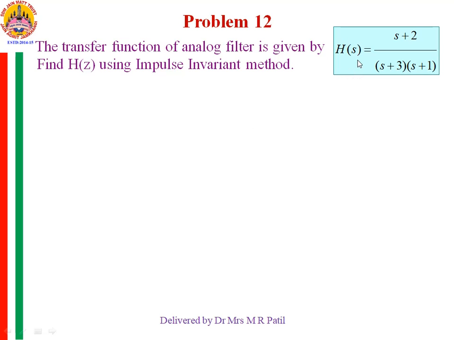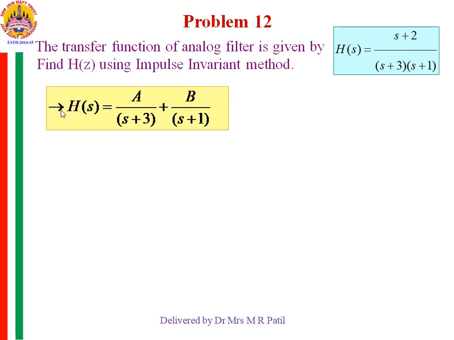the inverse Laplace transform and obtain h of t from H of s. Now to use the inverse Laplace transform, we have to use partial fraction expansion to separate the pole locations. So let me write H of s is equal to A by (s plus 3) plus B by (s plus 1). Now we have to find this A and B using the partial fraction method.